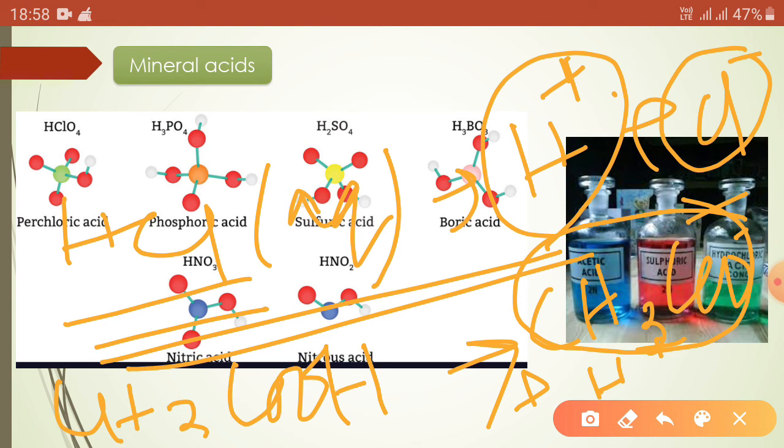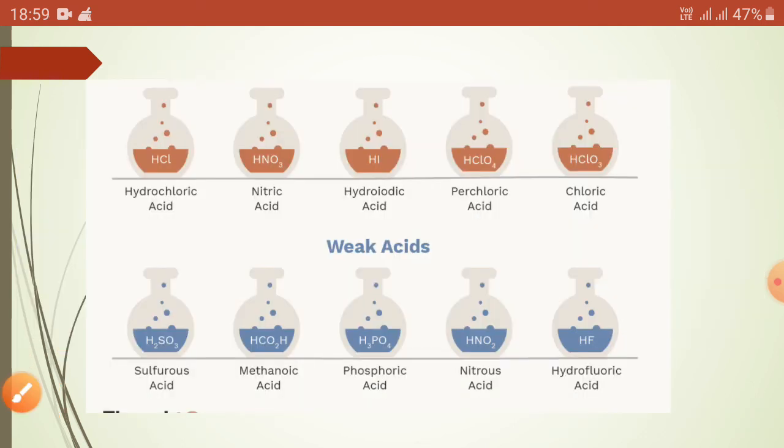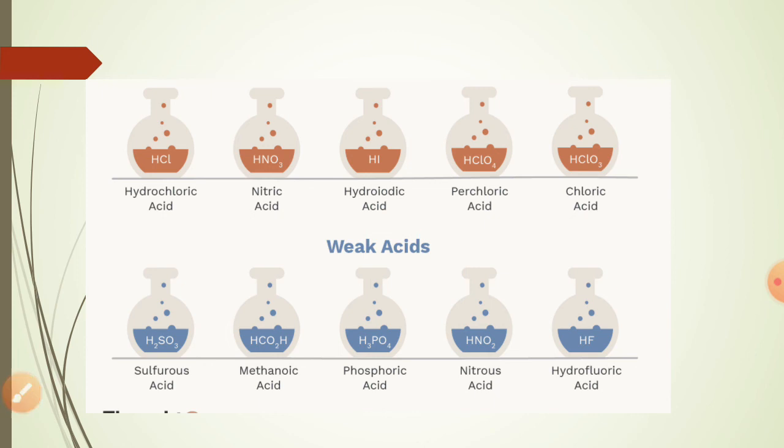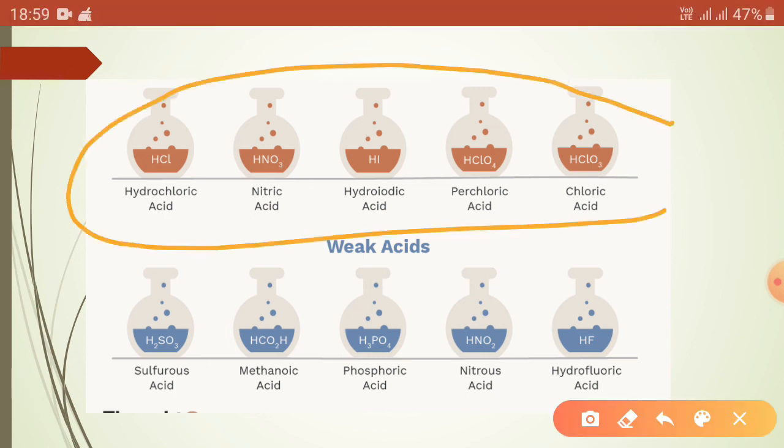Now the next part is strong acids and weak acids. Go to the next slide. An acid which is completely ionized in water and produces H+ ions is called a strong acid. Examples you can take are HCl, H2SO4, HNO3. All these acids are known as strong acids. Here is the picture. All these are strong acids because they completely ionize in water and produce H+ ions.